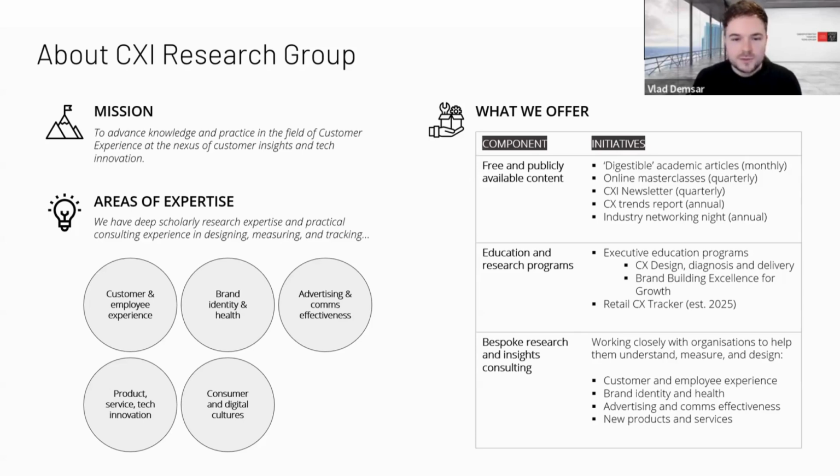Our activities broadly fall into 3 buckets, and within each of those buckets, we run a number of initiatives throughout the year. The first bucket is free and publicly available content, which includes this masterclass series. The second bucket is our executive education and syndicated research programs. And then the final bucket is made up of bespoke research and insights consulting work, where we work closely with clients to help them understand, measure, and design various aspects of their CX.